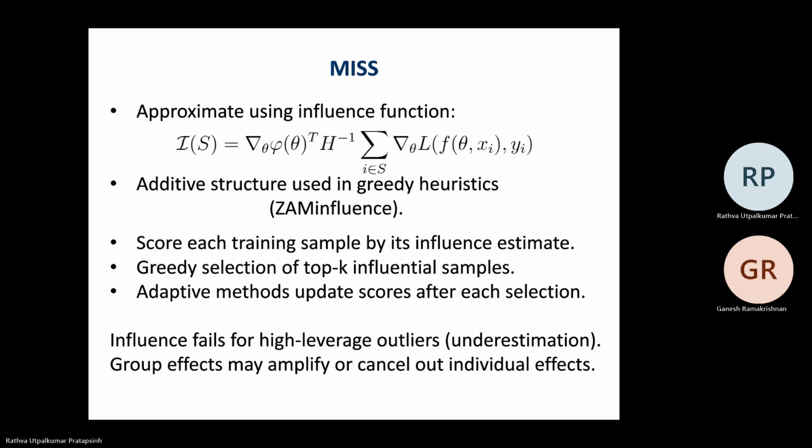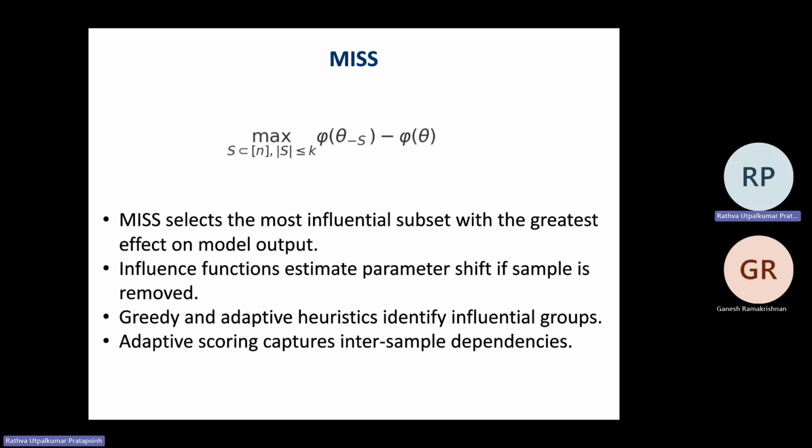It's a quadratic approximation, right? So you are saying that phi of theta minus S minus phi of theta is approximated using I_S, is that correct? Yeah, the influence. But what is the role of the loss function then? Go back to the previous slide. There's no L here, where is L? How is L coming into the equation? It's phi of S as a function of loss. So how is phi a function of loss?